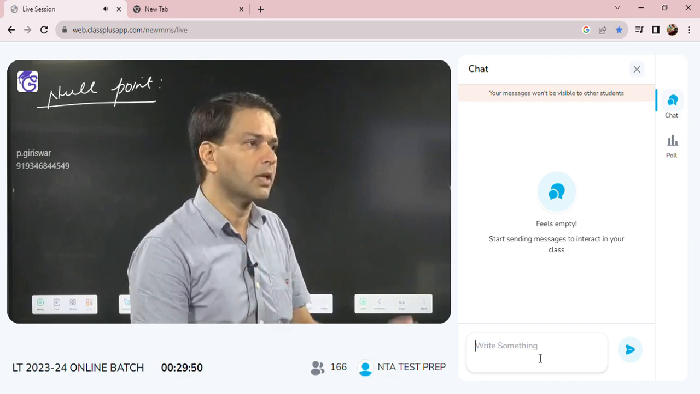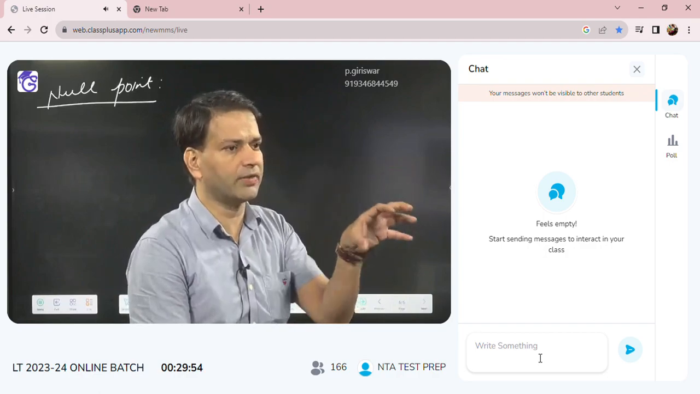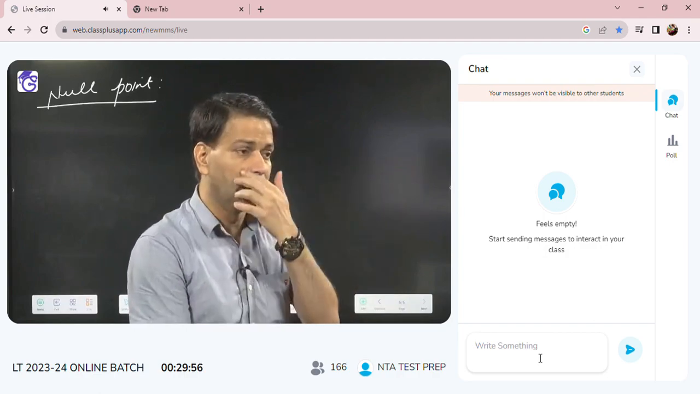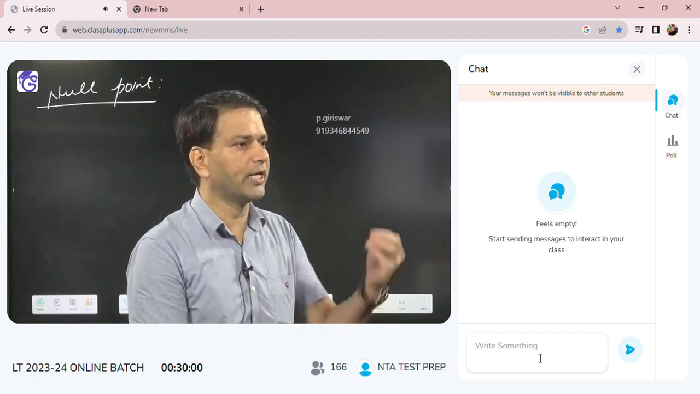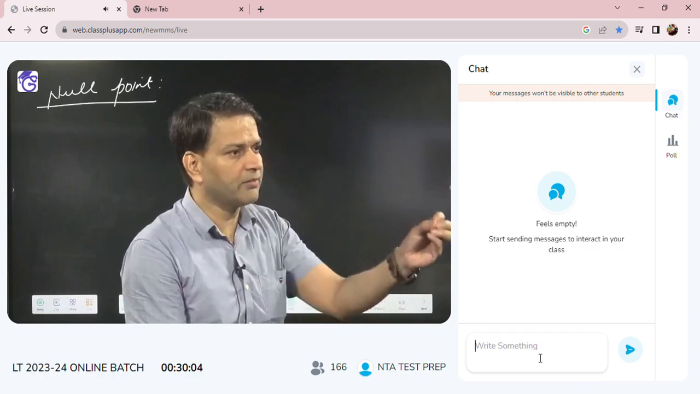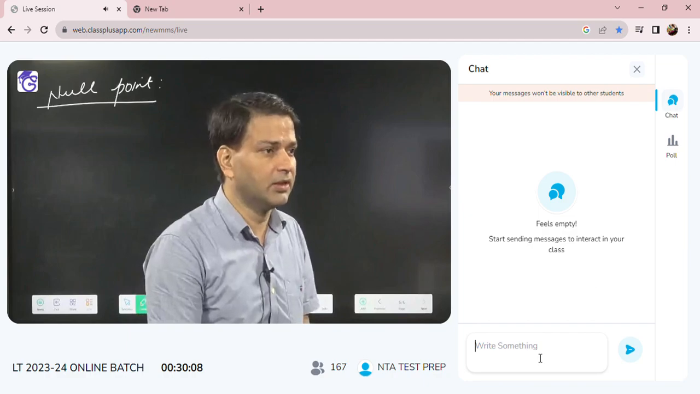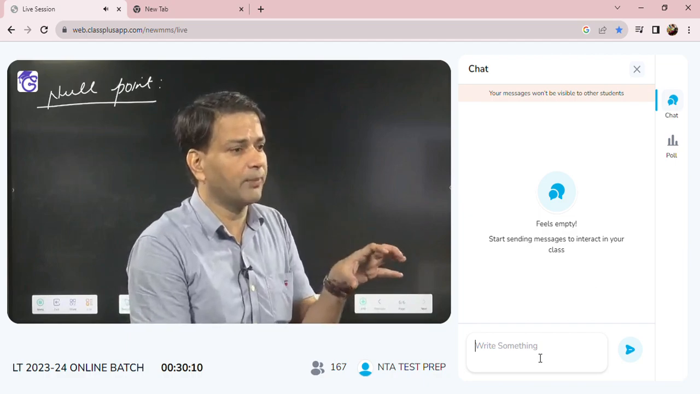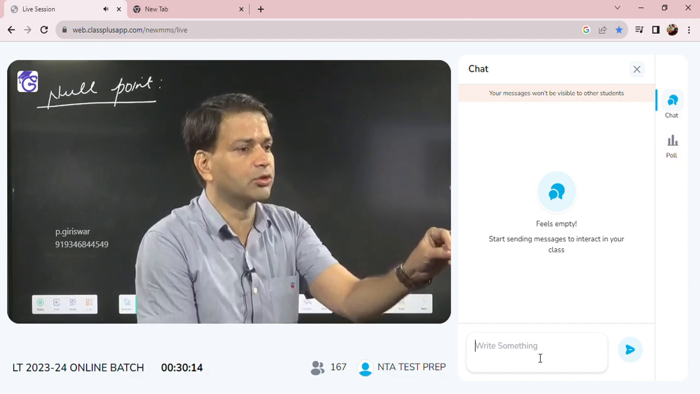Now in gravitation, the null point is the point where the gravitational field intensity is 0. So if I am putting any mass at the null point of the gravitational field, what force will it experience? The definition of a null point is that intensity is 0. So when I put any mass at the null point, how much force will it experience?